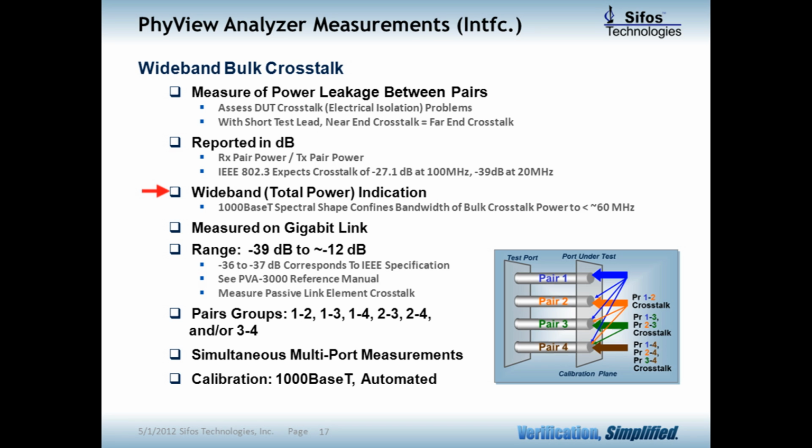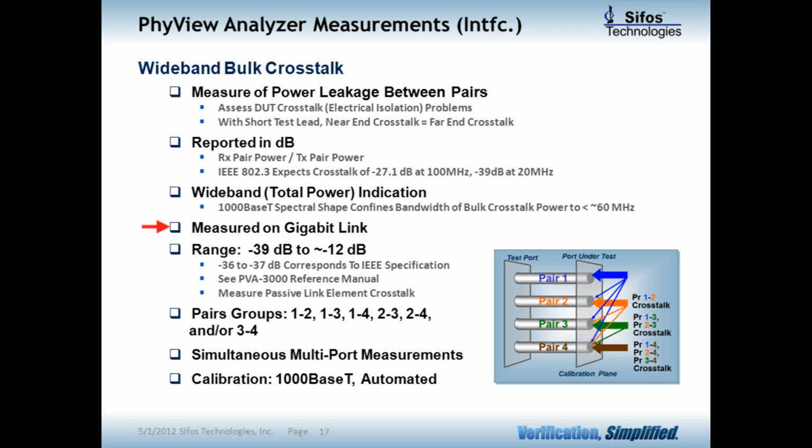The IEEE 802.3 link performance limits specify crosstalk at minus 39 dB up to 20 MHz, then rolling up from there to minus 27 dB at 100 MHz. While higher frequencies conduct more power between pairs, the spectral transmit power at higher frequencies is much lower, meaning a practical wideband limit for crosstalk will be in the minus 36 to minus 37 dB range. Ethernet ports will typically be much better than that unless there is some sort of defect.